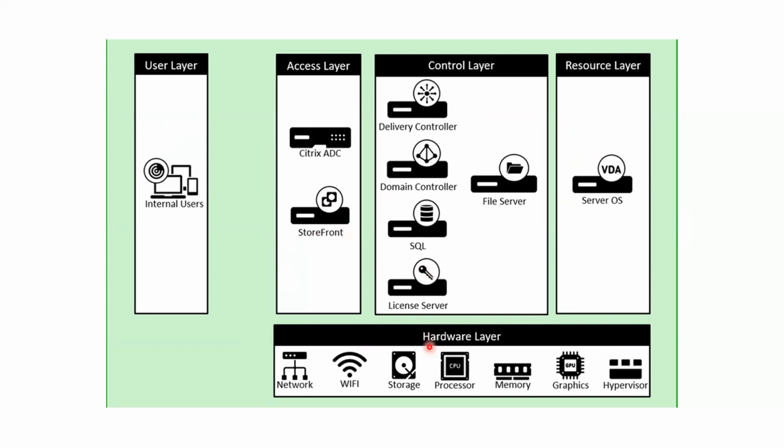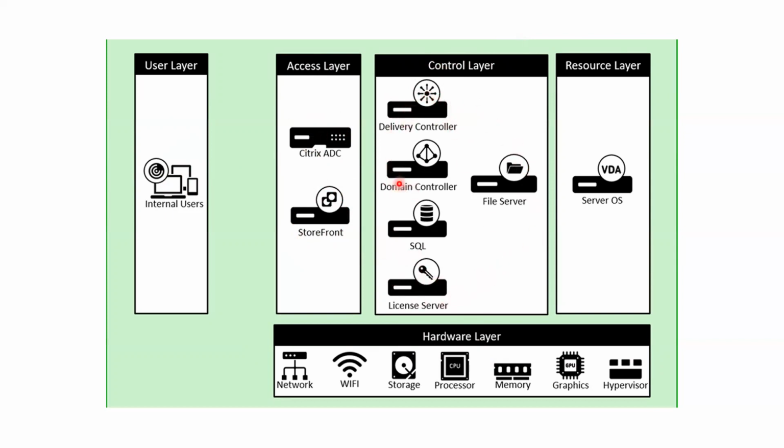Okay, so every server, every file storage, every component is hosted on the hardware layer only, right? And above the hardware layer, we have the access layer. Why access layer? Because users enter only with the help of the access layer. In the access layer we have StoreFront, which is the landing page for the end user, and Citrix ADC, which acts as a firewall or load balancer.